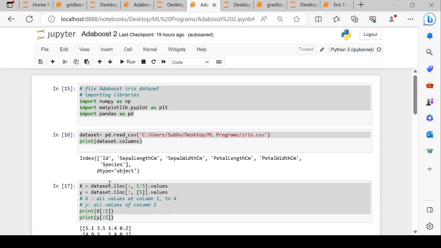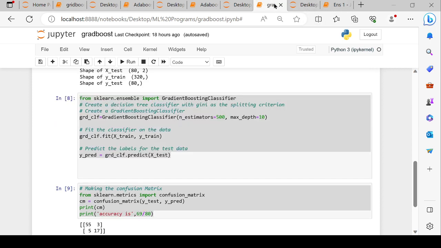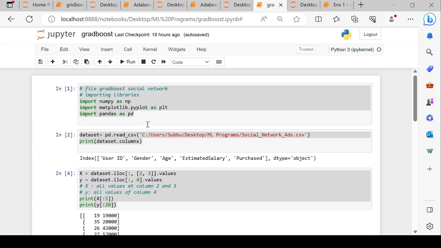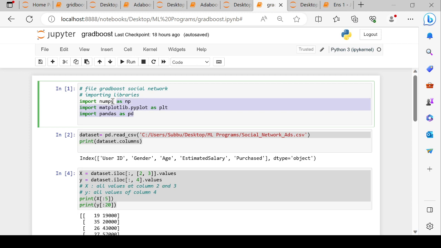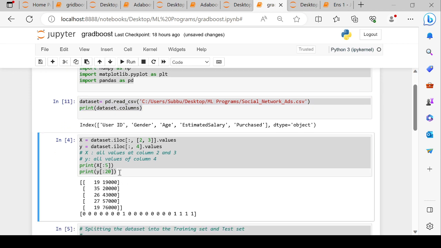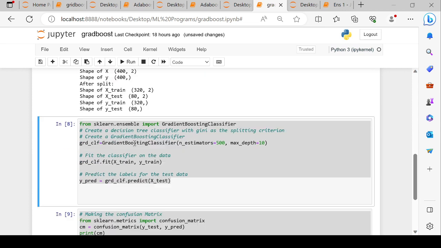Now we'll go to gradient boost. Gradient boost is, as I told you, an excellent algorithm for boosting. So let's take the same social network data. The data frame is assigned, X value is assigned, then splitting into testing and training. Here you don't need any other classifier, so straight away, from sklearn.ensemble import GradientBoostingClassifier.